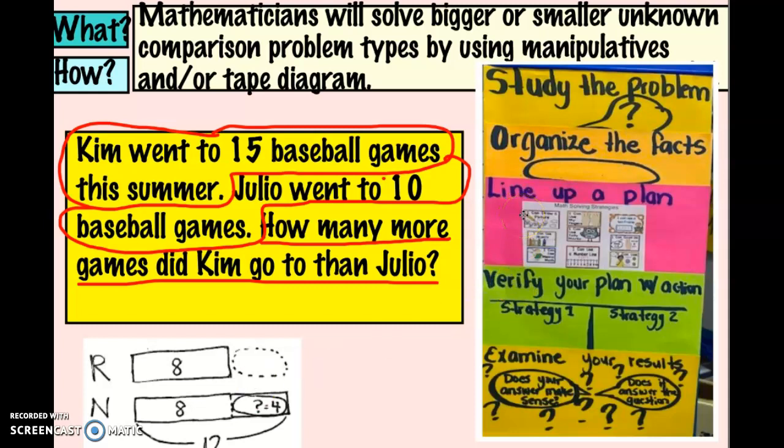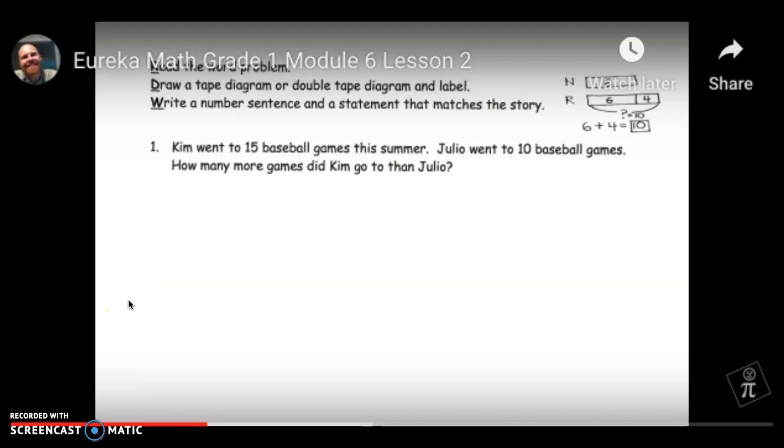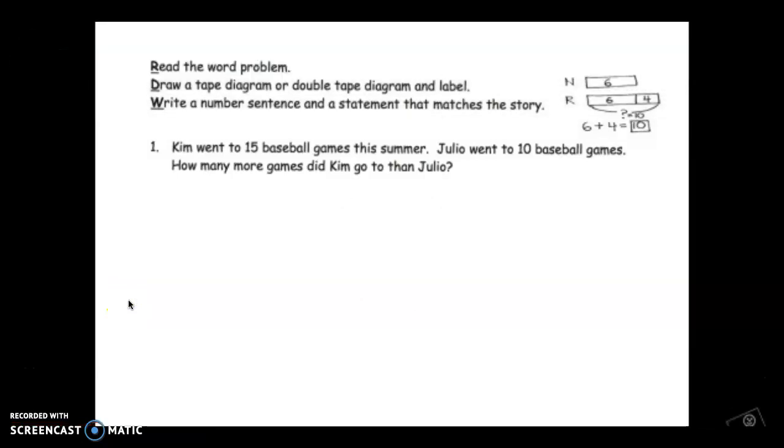We're going to line up a plan. But before we do that, we're going to follow the video and work along to solve the problem. So remember, we're going to read the question, write your answer statement with a blank, and then model. So we're going to begin by saying, okay, Kim went to 15 baseball games this summer. Julio went to 10 baseball games. How many more games did Kim go to than Julio?